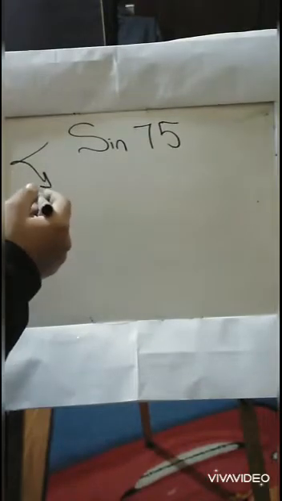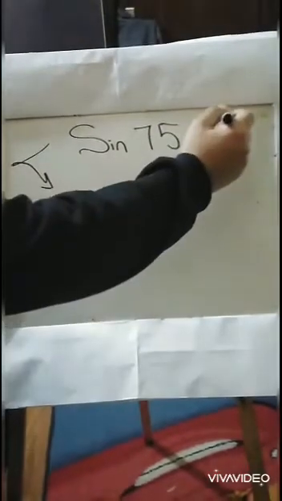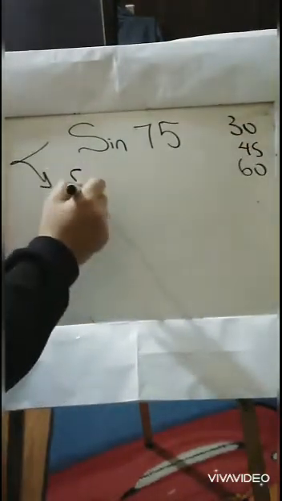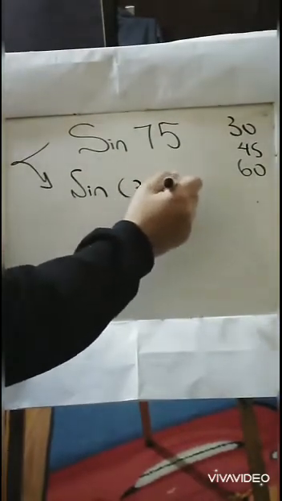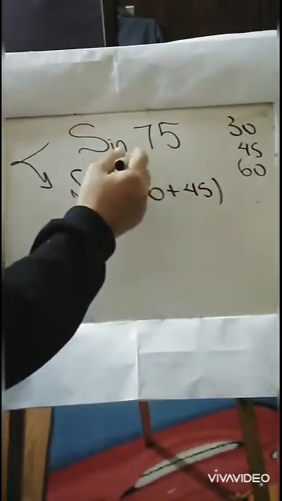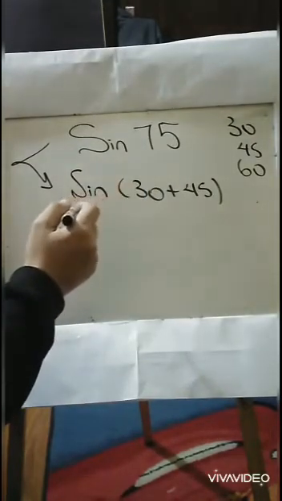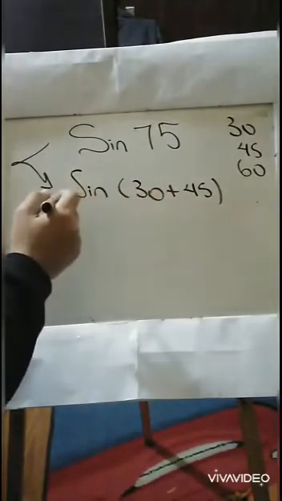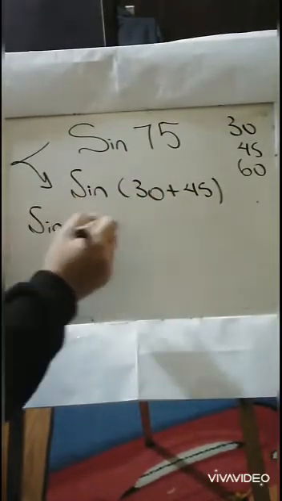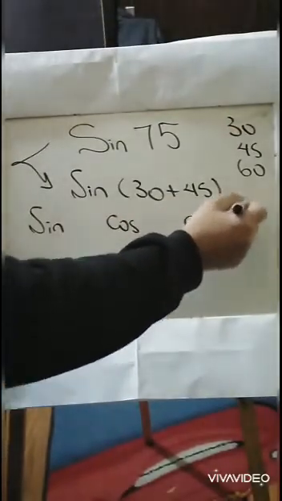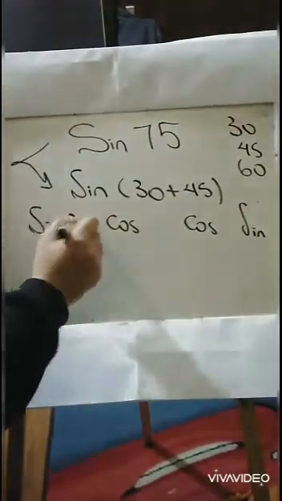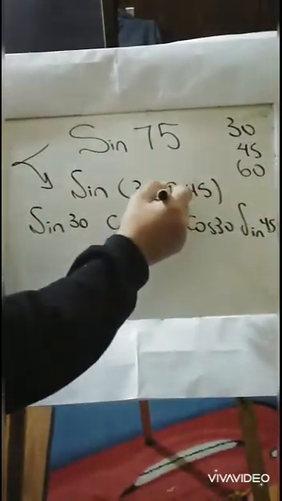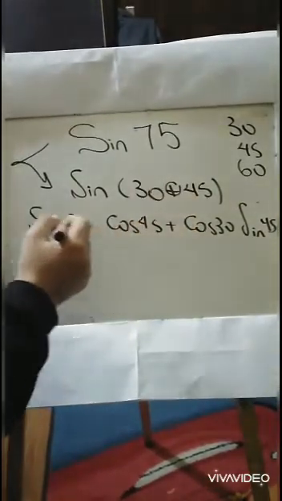Sine 75. Try to get two special angles. All of us know special angles, 30, 45, 60, and so on. So I can write it as sine of 30 plus 45. 30 plus 45 is the same as 75. Now I'm going to use the rule. Sine of the sum of two angles: we said that the rule of sine will be sine, cosine, cosine, and sine. I will put the angles 30, 45, and 30, 45, and the same sign. Here it's plus, so it will be plus. Now I can get this.